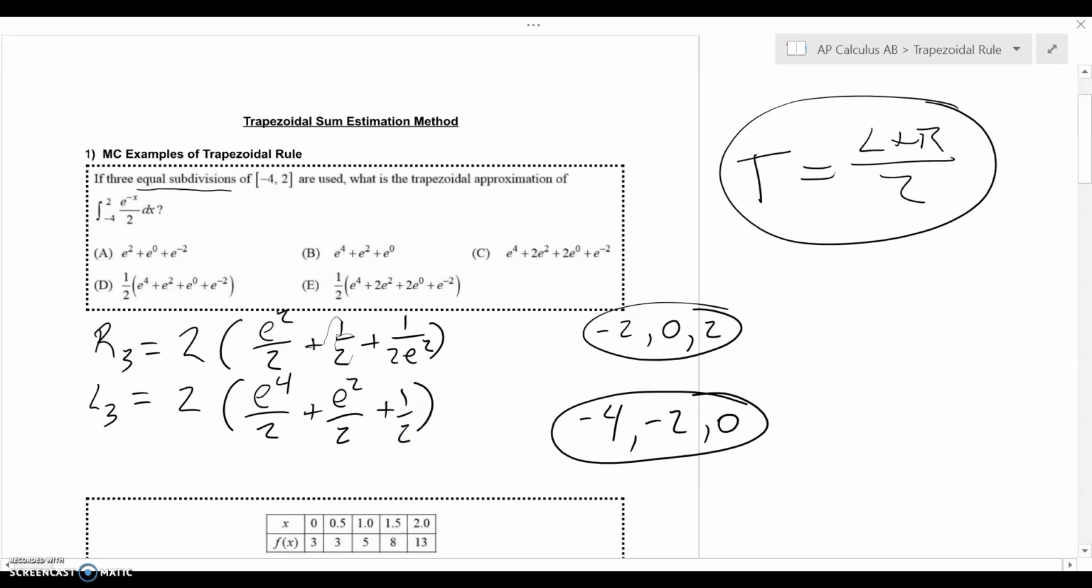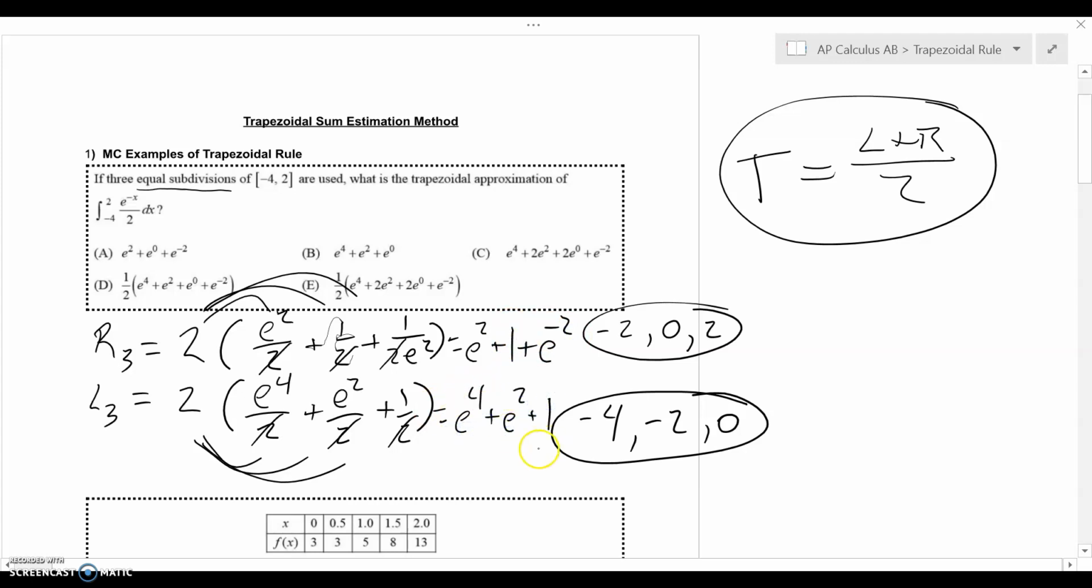Now you're welcome to distribute the 2 through. If you do that on both of these, what it's going to do when it hits each one is cancel out the 2 on the bottom, which is kind of a nice feature. That's going to leave us with e squared plus 1 plus e to the -2, or 1 over e squared. And here it's going to leave us with e to the 4th, e squared, and 1.